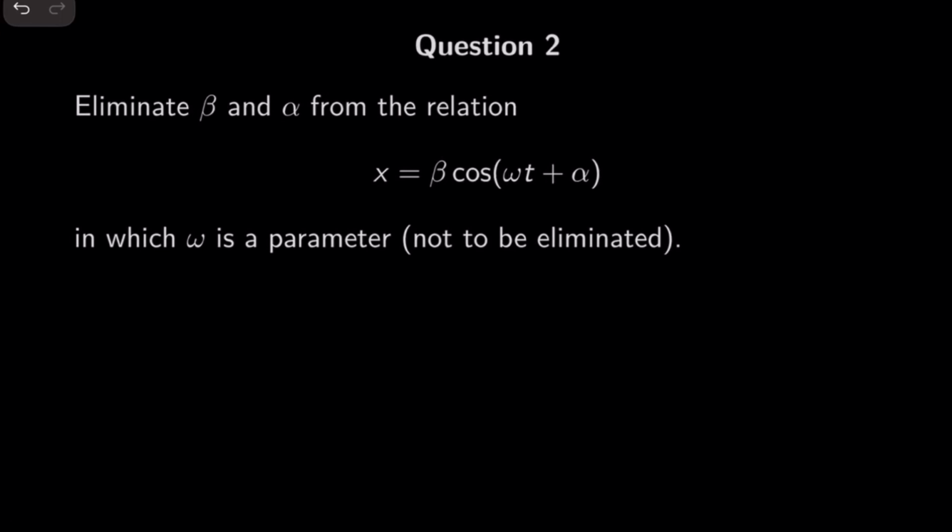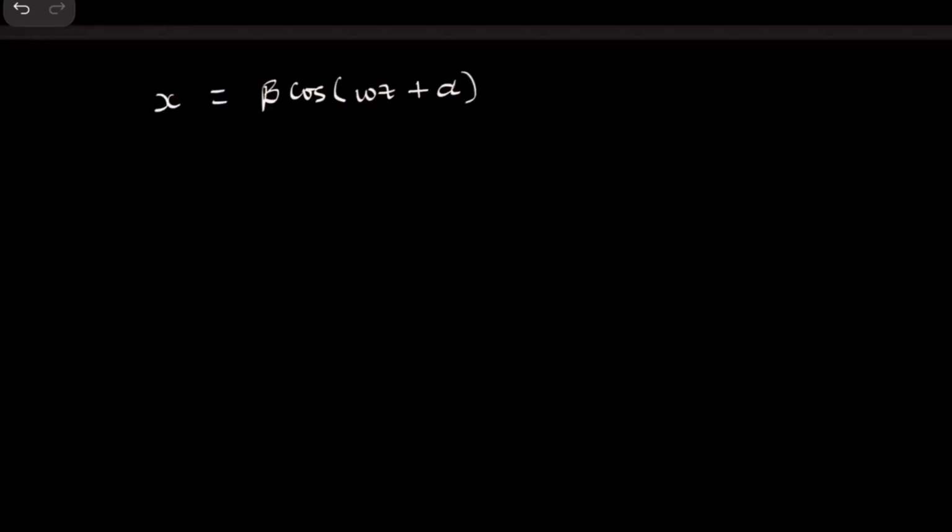Question 2 says that eliminate beta and alpha from the relation x is equal to beta cosine of omega t plus alpha, in which omega is a parameter not to be eliminated. So here our focus should be on beta and alpha. So we have to eliminate these two guys. So here we have two constants, that's beta and alpha. So we have to differentiate this guy twice.